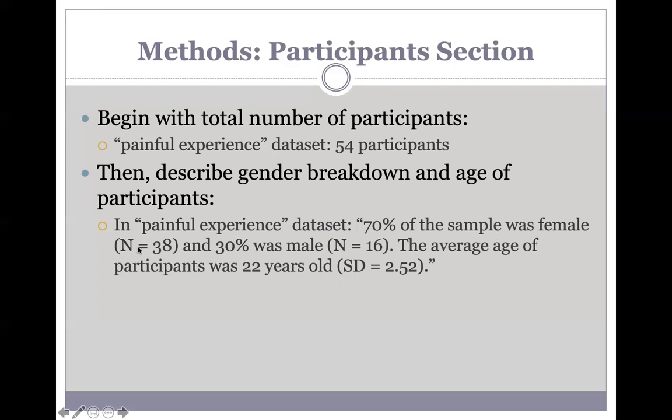70% of the sample was female, n equals 38, and 30% was male, n equals 16. The average age was 22, standard deviation is 2.52. Now the only thing missing, if you know your APA style, is that this should be italicized and these should be italicized. Also, this font should be Times New Roman. Apologies for the weird font.